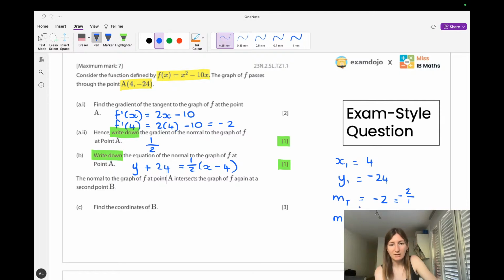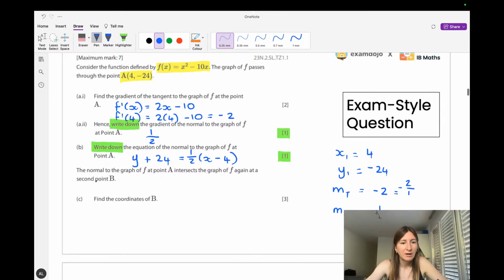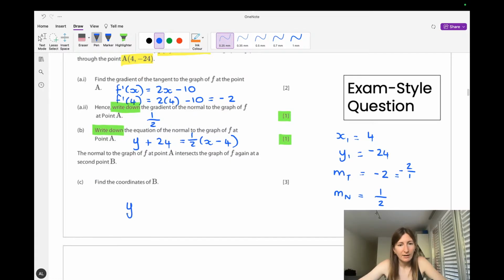So let me do that, maybe just at the bottom here. Let's do y plus 24 equals a half x minus 4 times a half, so that's -2. Half of 4 is -2. And then put -24 on the other side. -2 minus 24 gives me -26. So there I've got the equation of my normal. Equation of normal, just to make it very clear for myself.